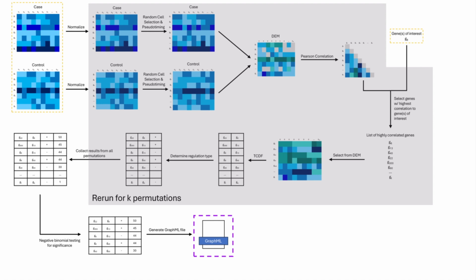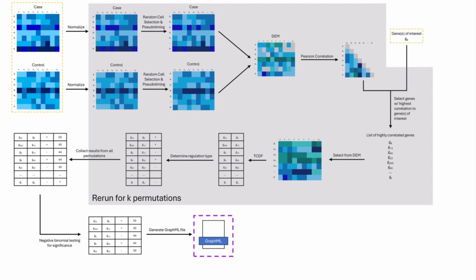This is the full schematic of scTIGER usage. As we know, we start with 2 datasets shown in that yellow box up at the top left, both a case and a control, which have your cells as columns and genes as rows. scTIGER will take both of those and normalize them individually. Inside of this gray box, this is the part of the pipeline that is rerun based on the number of permutations you specified in that flag or that parameter.